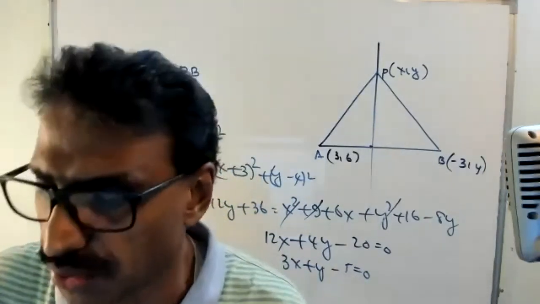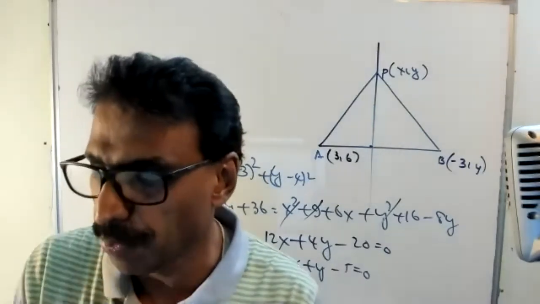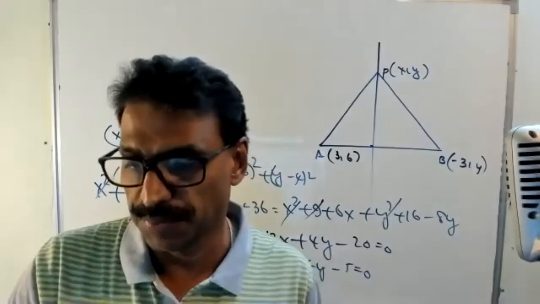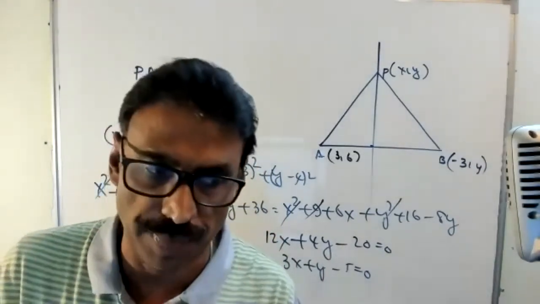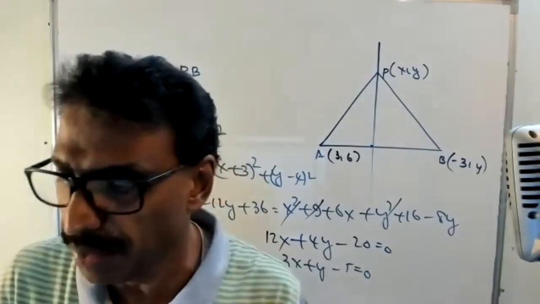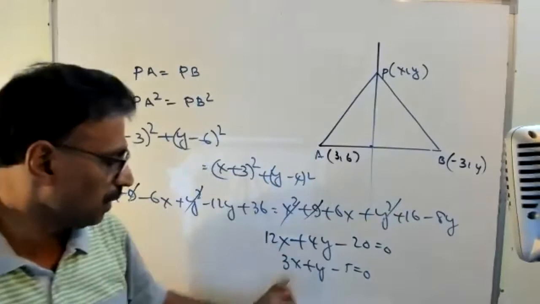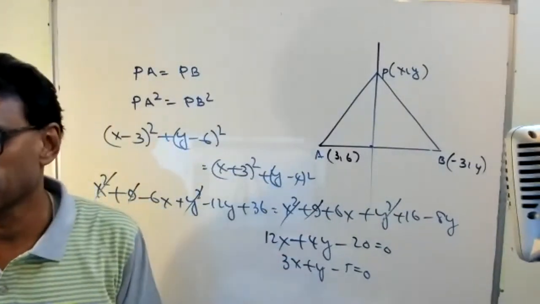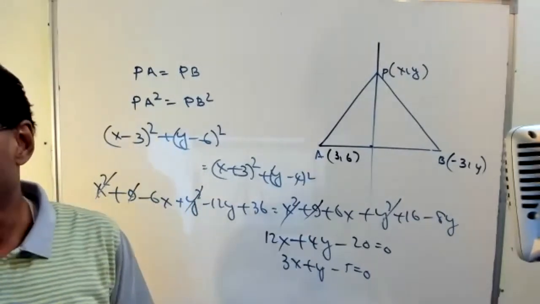The plan understood or not? What we did, we took a general point, let P (x, y), any point on the perpendicular bisector. And we know that a point on the perpendicular bisector is equidistant from A and B. So PA equal to PB. Finally, we got this is the equation. Are you clear or not? Is it okay?